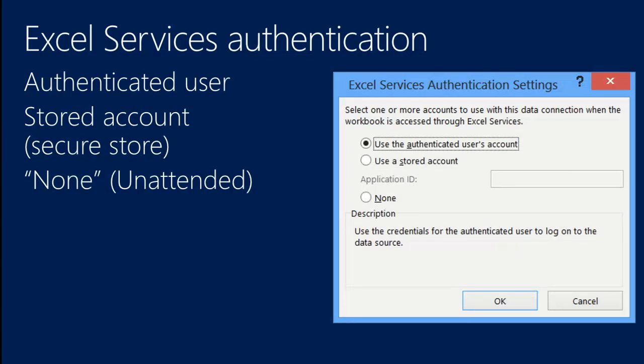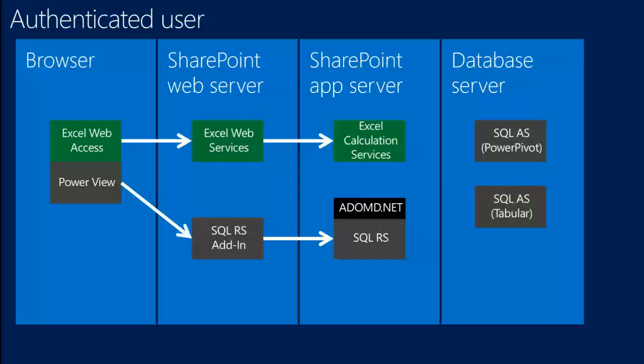And then the third option is kind of poorly labeled as none. It's not really none. What happens is, if we're connecting to something like Analysis Services, it does need some identity. And the identity that it uses will be a special identity or special set of credentials that you can configure in Excel Services called the unattended service account. And that's something that has to be set up as well.